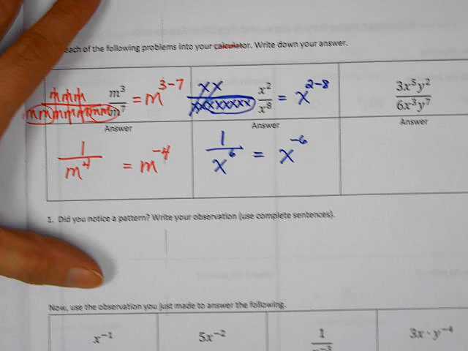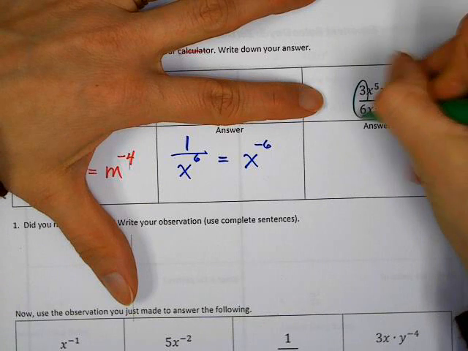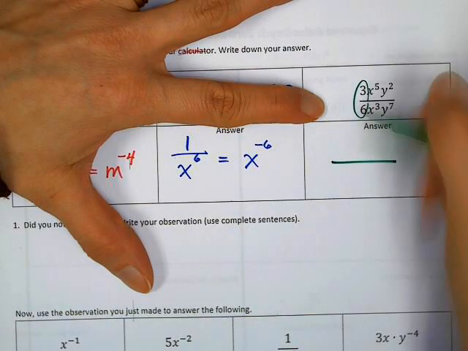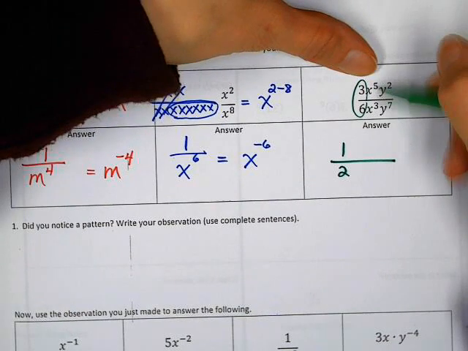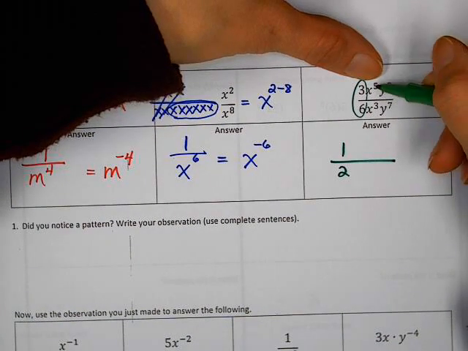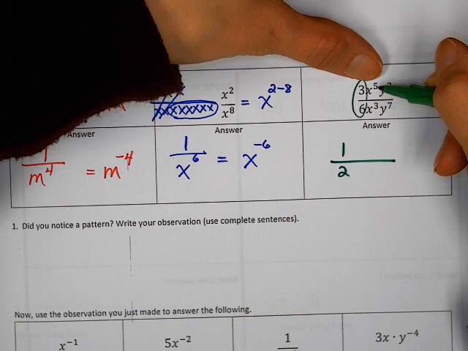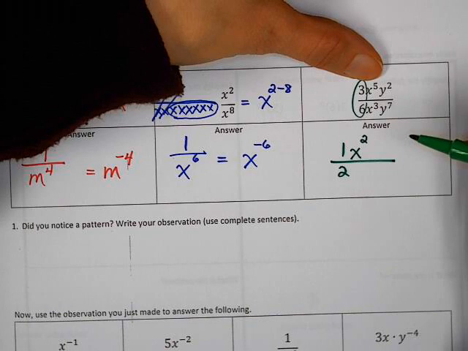All right, let's do this last one here. This one's kind of weird. We got numbers and letters. Okay, so we have 3 divided by 6. I'm going to draw a fraction bar. And the answer is 1/2. Okay. X's. I see a 5 minus 3. So 5 minus 3 is a positive 2. Those x's are going to stay upstairs. They're going to stay upstairs.